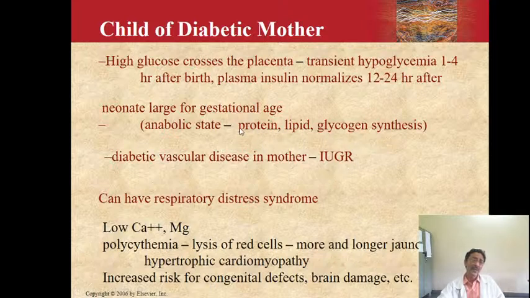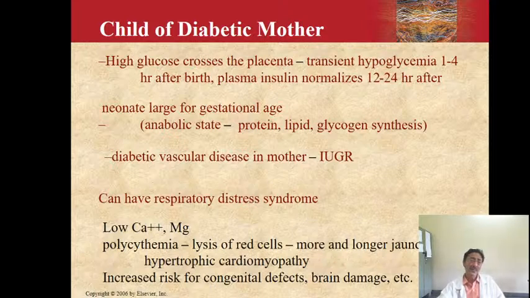One of the other features is that if a mother has diabetic vascular disease, there is a high incidence of intrauterine growth retardation during the pregnancy in the neonate. Then after delivery, they can have a high incidence of respiratory distress syndrome, where the lung expansion is not taking place because an adequate amount of surfactant is not being synthesized, leading to RDS, infant respiratory distress syndrome, also known as hyaline membrane disease.